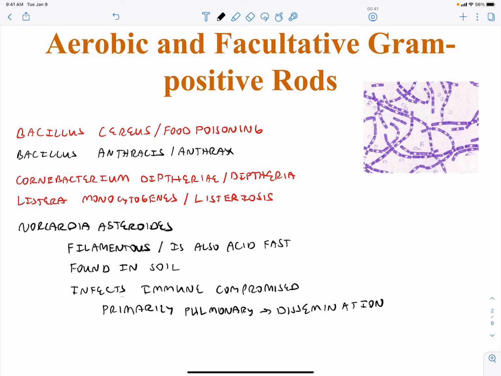The image to the right is actually anthrax. There's also Nocardia asteroides, and I'm just going to mention this one here. This is going to be a gram-positive rod, which can stain acid fast. And this is also going to be found in the soil. It's not really going to cause a problem with people who are immune competent, but it will infect the immune compromised.